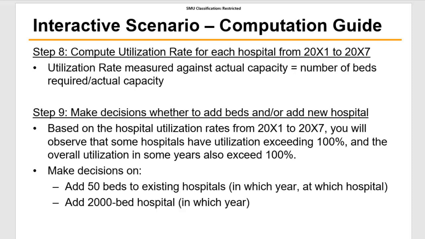We have now reached the last two steps of our exercise. In our earlier step, step 7, we have computed the number of beds required for each hospital from the year 20X1 to 20X7. Using that information, we can compute the utilization rate for each hospital for each year. Utilization rate is equal to the number of beds required divided by the actual capacity, which is the number of beds available. Using the utilization rate, we can see that some of the hospitals have utilization exceeding 100%, and in some years, the overall utilization also exceeded 100%.